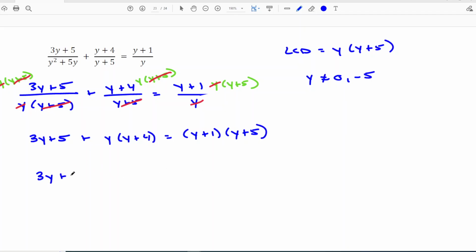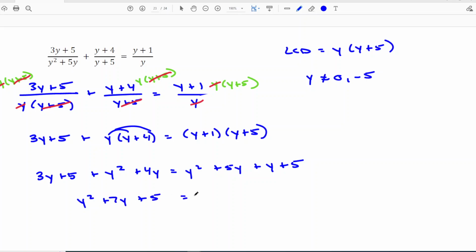So 3y plus 5. I'm going to distribute the y, so I get y squared plus 4y. And then here, bigger distribution, so y squared plus 5y plus 1y plus 5. And then I'm going to simplify. So I've got y squared plus 7y plus 5 equals y squared plus 6y plus 5.